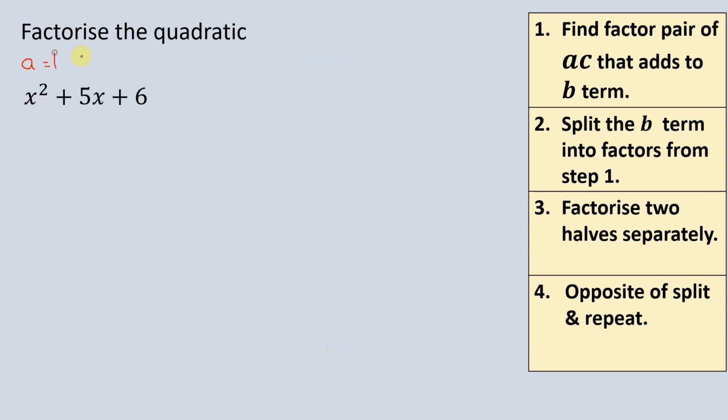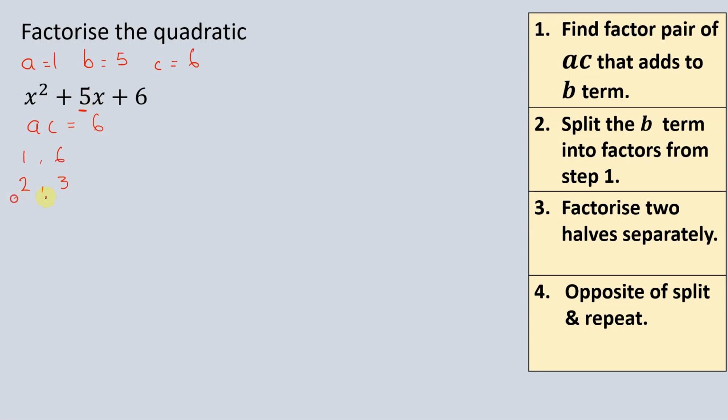So here we've got x squared plus 5x plus 6. So A is going to be 1, B is going to be 5, and C is going to be 6. Next we need to find AC, which is 1 times 6, which equals 6. And next we need to find factors of 6 that are going to add or subtract to give us 5. We can see that 2 and 3 are going to give us 5.